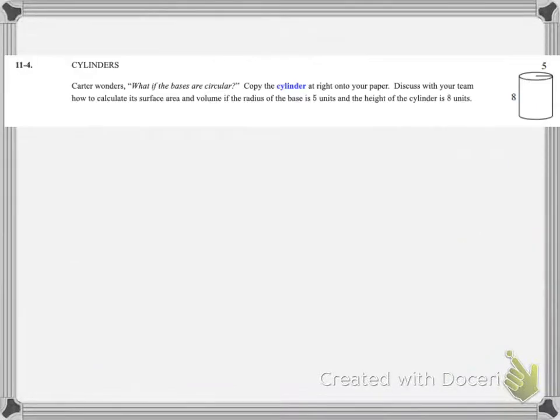Moving on to your next homework problem. Carter wonders, what if the bases are circular? Discuss with your team. Oh, you don't have a team? We're in quarantine. So sad. I'm sorry, guys. How to calculate its surface area and volume if the radius of the base is 5 units and the height of the cylinder is 8 units.